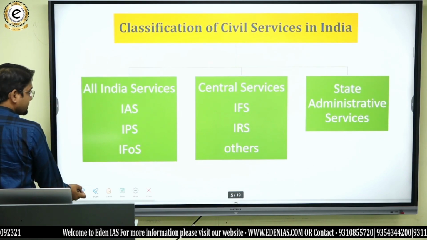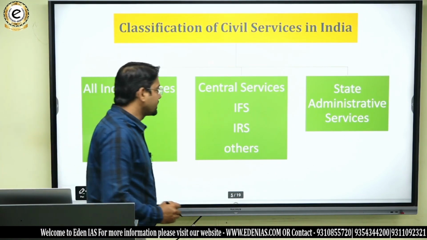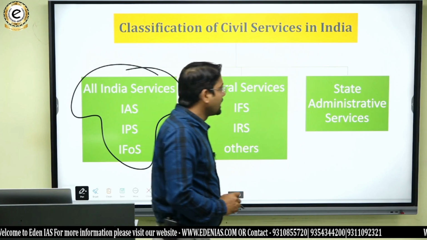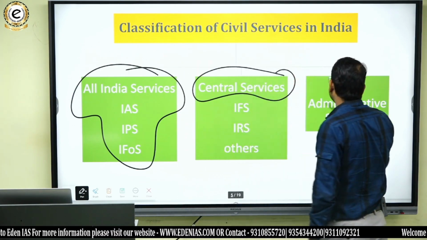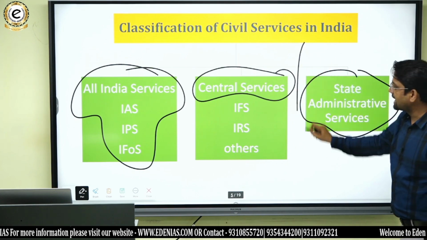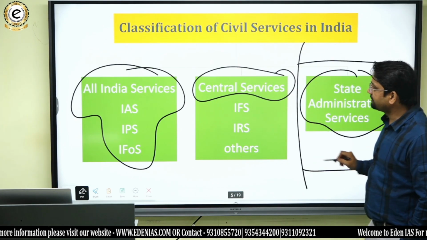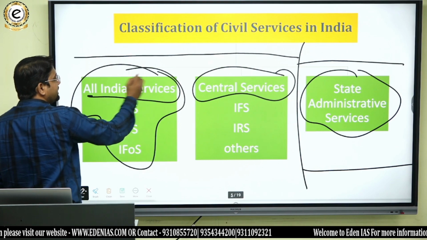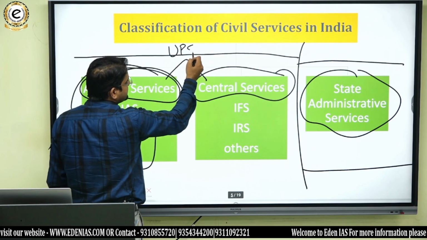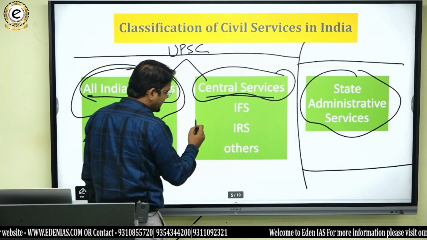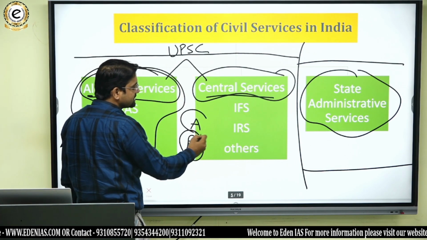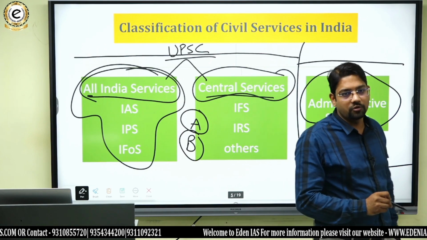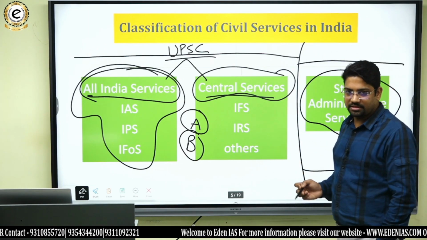Okay, so if we divide the classification of civil services, there can be three types: All India Services, central services and state administrative services. State we know all about, but if we are a little confused about the other two types of services, let's understand what these are. These are conducted by UPSC. When we talk about central services, only Group A and Group B services are conducted by UPSC. There are various other authorities and institutions which recruit Group C and D services, right?